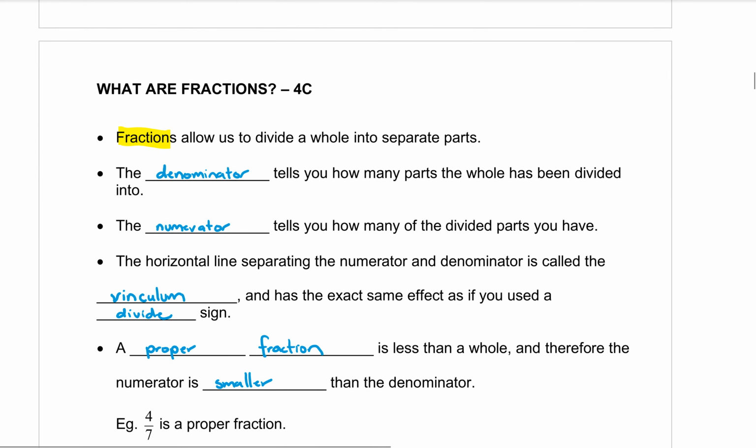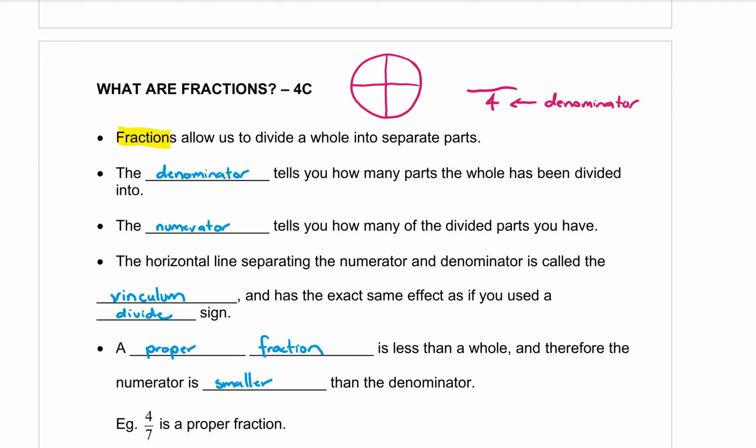So for example, if I was to have this circle and I was to cut it up into 4 pieces, the denominator is the number on the bottom. It tells me that I have 4 pieces. Now if I choose to select a certain number of pieces, I might take this piece, and this piece. So I have chosen 3 pieces. That is what goes on the numerator, which is on the top of the fraction.